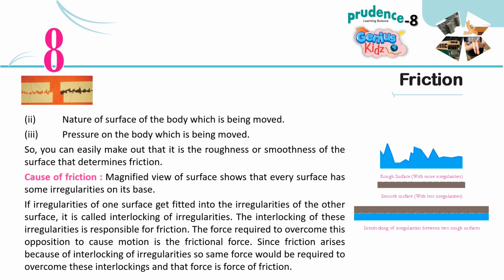Cause of friction. Magnified view of surface shows that every surface has some irregularities on its base. If irregularities of one surface get fitted into the irregularities of the other surface, it is called interlocking of irregularities. The interlocking of these irregularities is responsible for friction. The force required to overcome this opposition to cause motion is the frictional force. Since friction arises because of interlocking of irregularities, the same force would be required to overcome these interlockings, and that force is force of friction.